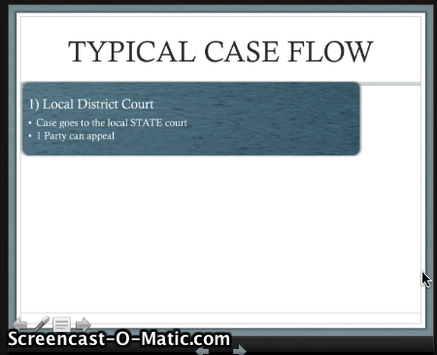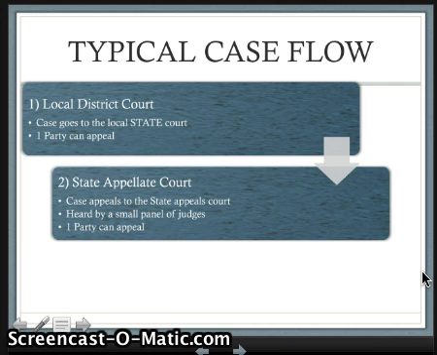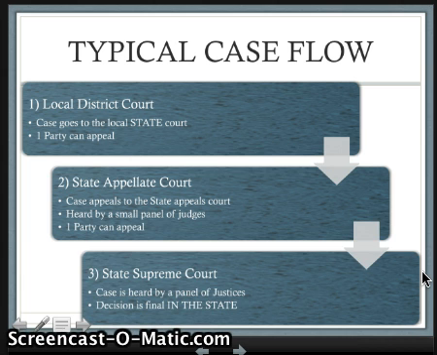Typical case flow. You would start in a local district court, which would basically be in your state. So you'd start here in DC in a district court. Now, if you lose the case, you can appeal to the next level of court. In this case, it'd be the state appellate court. We're pretending we're Virginia right now. The case would then be appealed to that state court, and it'd be heard by a small panel of judges, and once again, if someone doesn't like the outcome, they can appeal. This would bring us to then the state Supreme Court. This case would be heard again by a panel of justices, and the decision is final in that state only.